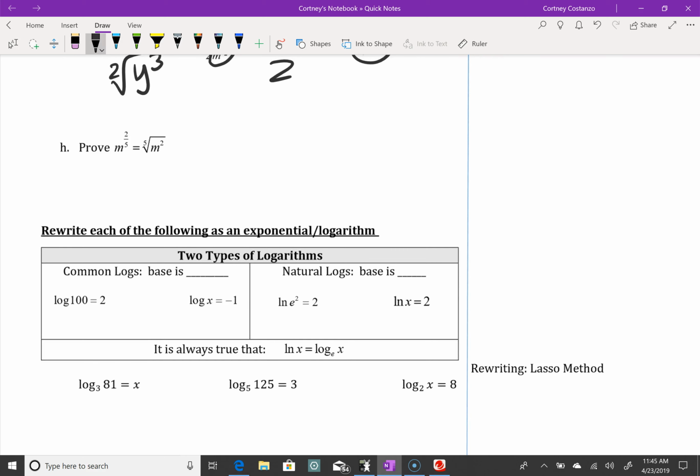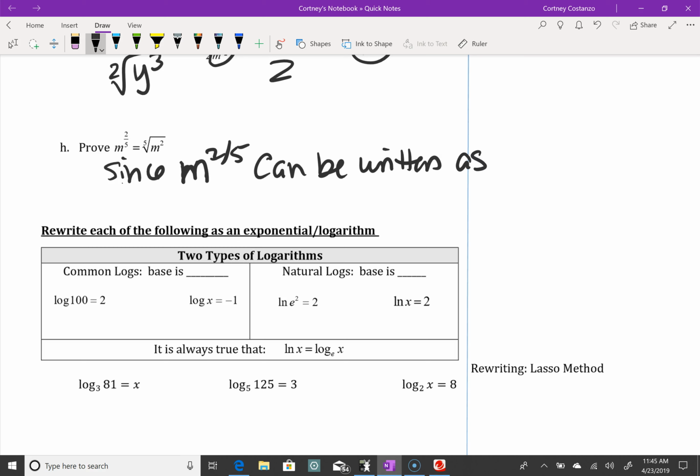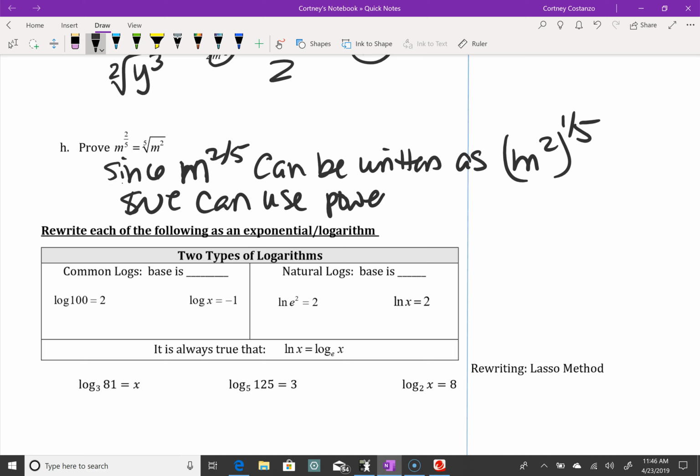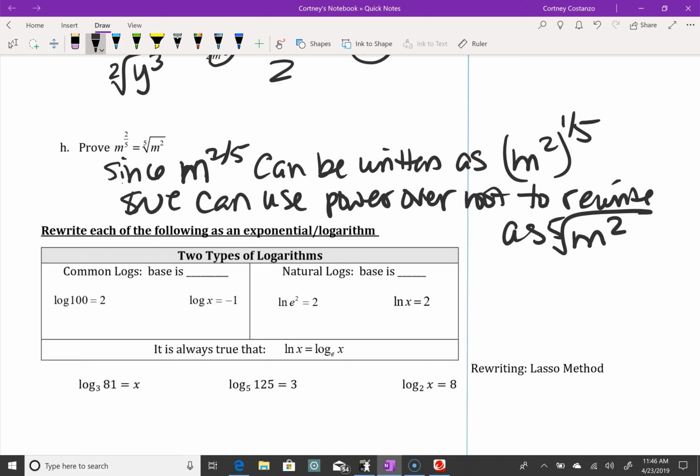You would just say something like, since m to the 2/5 can be written as m squared to the 1/5, since we can use power over root to rewrite as m squared, and I take the 1/5 power of it.